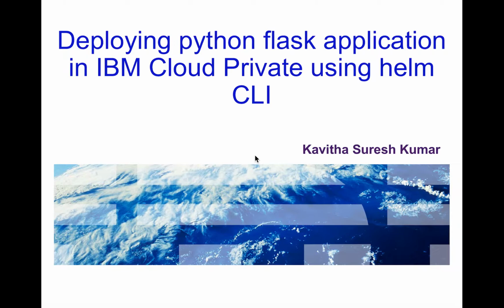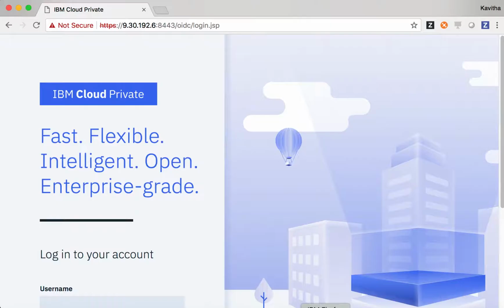Let us start the demo by reviewing the prerequisites which are needed to deploy the Python Flask application in IBM Cloud Private using the Helm CLI. I have already installed ICP 2.1.0.3 in a VM with Ubuntu 16.04. Let us log in to the ICP UI.